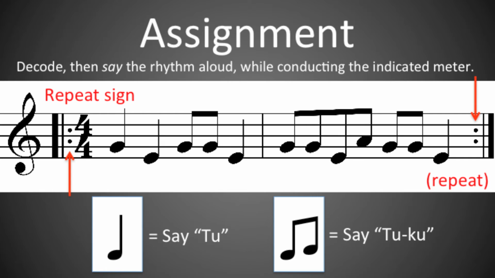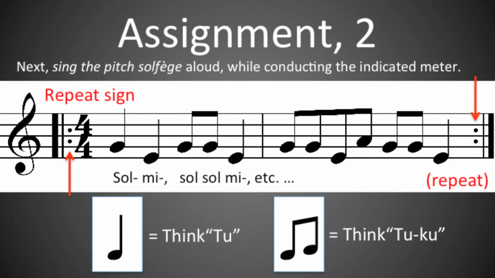Incidentally, the 2 little dots at the beginning and end of this assignment are repeat signs. Simply play everything between the repeat signs 2 times without stopping. After learning to flawlessly say the rhythmic solfège of the tune, you then go on to learn to sing the actual notes in pitch solfège, sol, mi. Sol, mi. But keep thinking the rhythm.